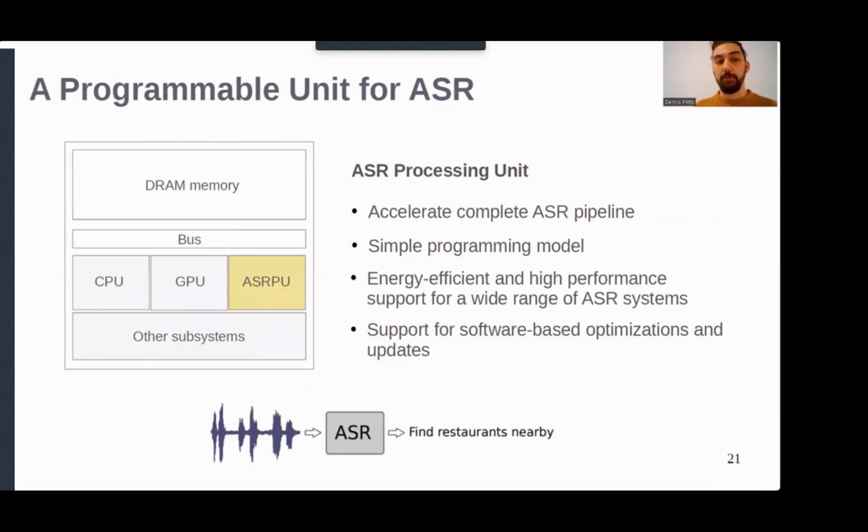The proposal of this paper is called ASR-PU. ASR-PU is a programmable hardware unit to perform ASR locally on low-power devices. To determine its performance, we implement a state-of-the-art ASR system for this unit and estimate its performance in a low-power configuration. Then we estimate chip area, peak power, and average power.